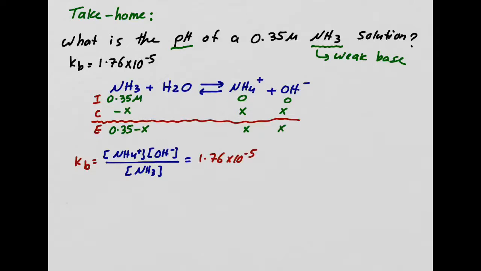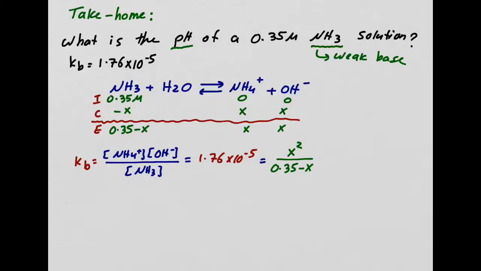You guys are good so far? Okay. Now, check this out. Here, I don't have those concentrations, but this is what I have at equilibrium. So NH4+ is x, OH- is x, and ammonia is 0.35 minus x. So I'm going to plug those in. So it will be x squared over 0.35 minus x. Why is it x squared? x times x, right? So this is my product over my reactant. So far, so good? Okay.